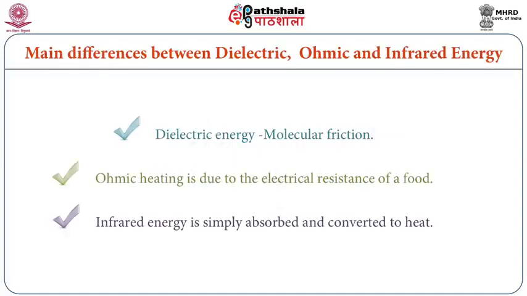And if you see the differences between dielectric, ohmic and infrared heating, the major differences are that dielectric energy induces molecular friction in water molecules to produce heat, whereas ohmic heating is due to the electrical resistance of food, and infrared energy is simply absorbed and converted into heat. In microwave heating, you are passing energy waves, so that energy will be absorbed and the food gets heated up. In the case of dielectric heating, because of water molecular friction, the food gets heated up. But in the case of ohmic heating, because of the resistance offered, it is converted into heat.